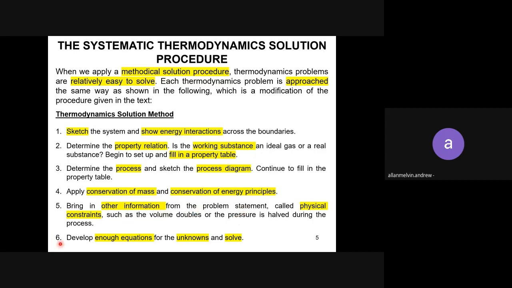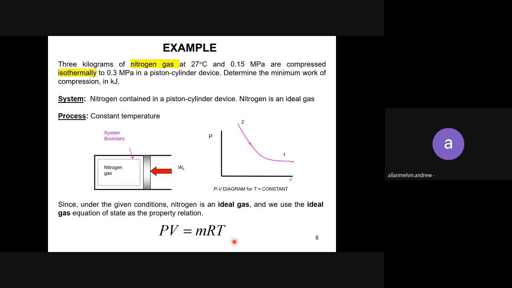Then number 6, so develop the enough equation, because you already know from step number 2 what type of substance that you are dealing with. Then you choose the right equation to solve the unknowns. So whatever things that you don't know or the question is asking you to find, you find in step 6. Okay, so we will see a few examples of how we can use this.